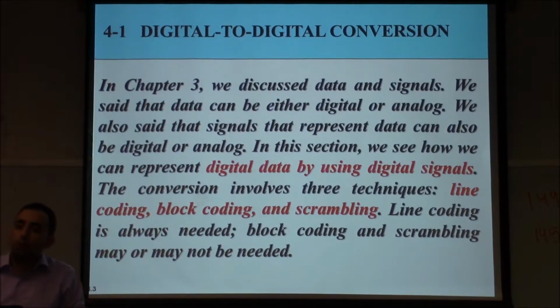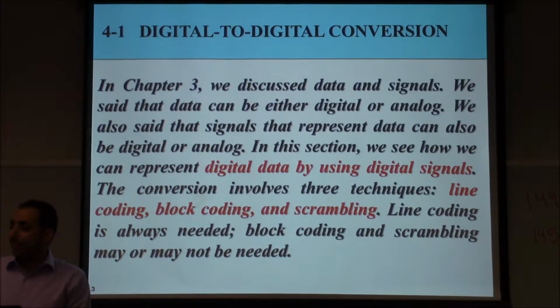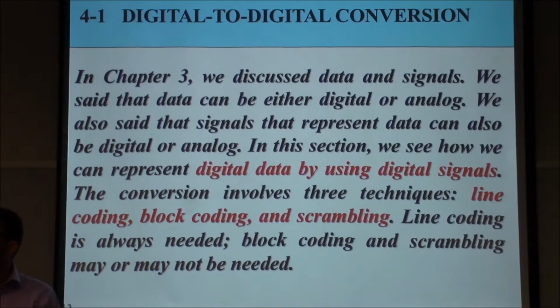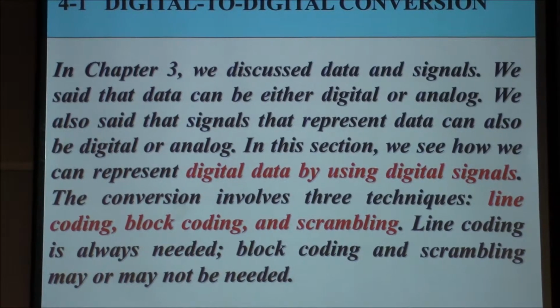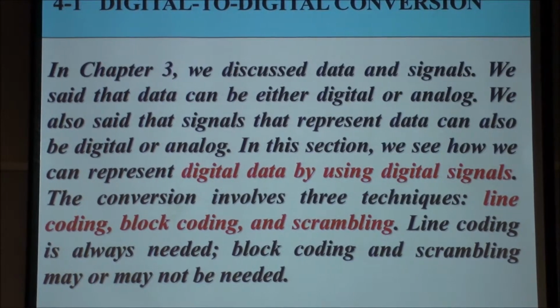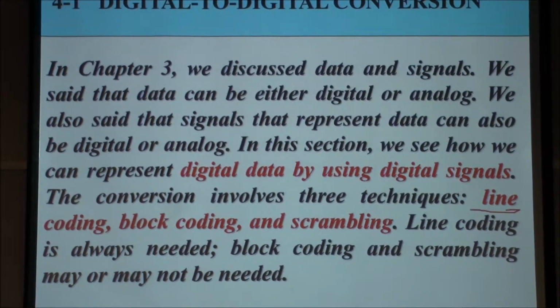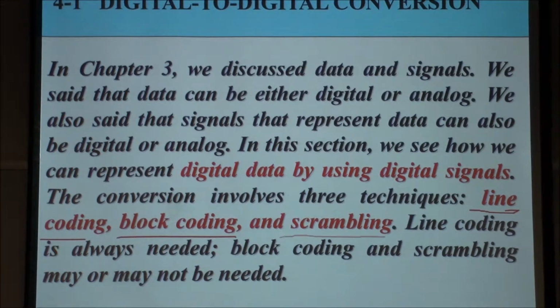In today's class, we are going to see how we can represent digital data as a digital signal. We will talk about different encoding techniques, how we can convert the digital data on the computers, zeros and ones, into a digital signal that can propagate on the link and go to where it's supposed to go. In this topic, we will talk about three digital to digital conversions: line coding, block coding, and scrambling.